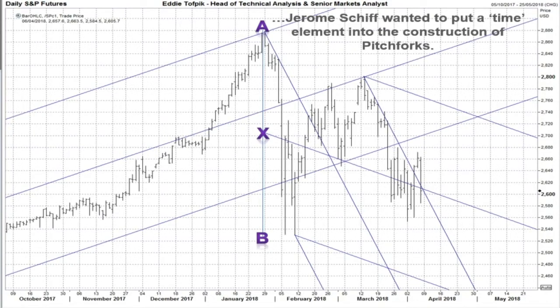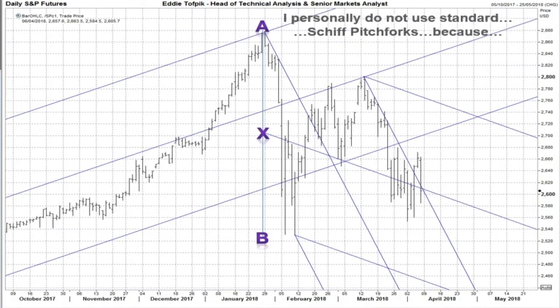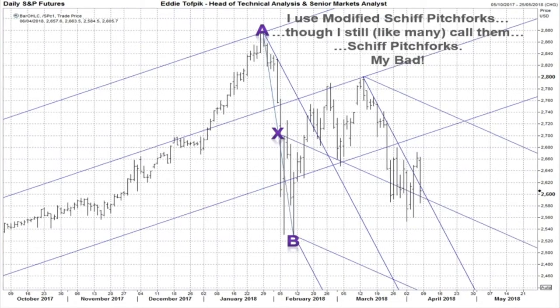Now, what Jerome Schiff wanted to do was to put a time element into the construction of these pitchforks, and that is why it's drawn that way. I personally don't use the standard one. It's what's called a modified one. It's just easier to do on my machine. Instead of drawing between point A and the level of point B, I actually just draw it to point B. So that's called a modified Schiff pitchfork.